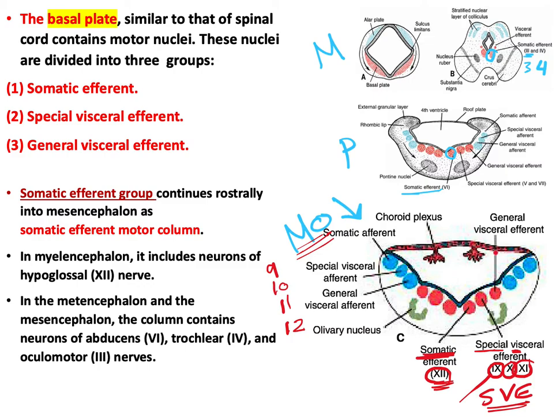Now general visceral efferent, here is its location, which is usually related to glands and secretion. For example, number 9 is related to the parotid gland, and 10 is related to secretions in the respiratory tract, esophagus, and digestive tract, I mean trachea, bronchi, and heart. So this is about these nuclei.